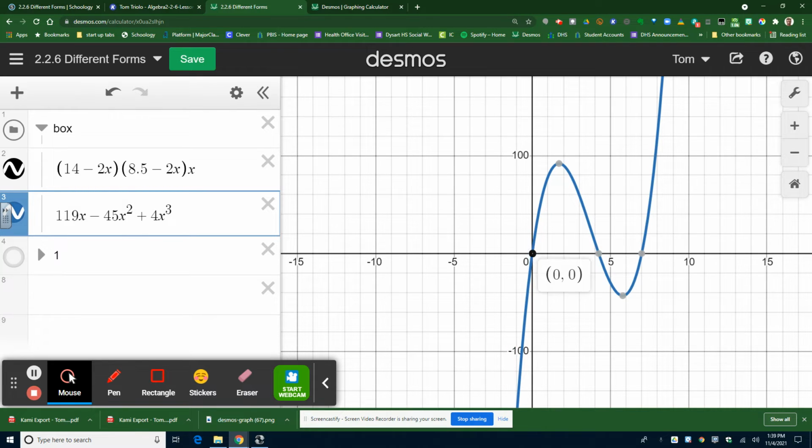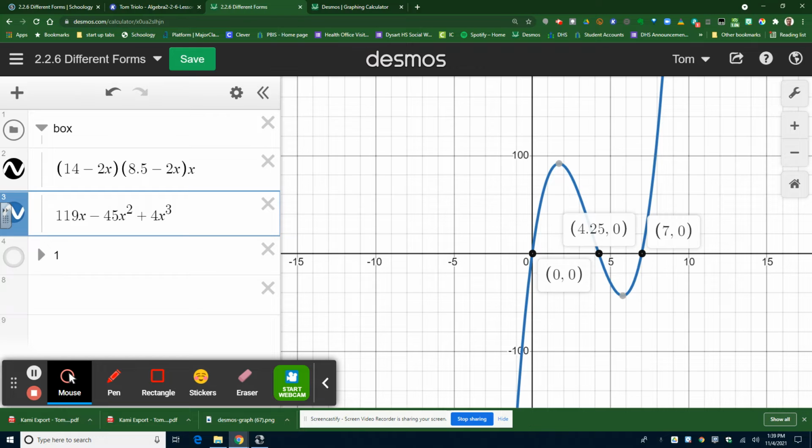Here we go. 0, 0. So that's both a horizontal and vertical intercept. You mean I can have 2 at one time? Frequently, if it passes through the origin, the origin is both a horizontal and vertical intercept. I've got 4.25 comma 0, and there's my 7. One of these is an imposter.